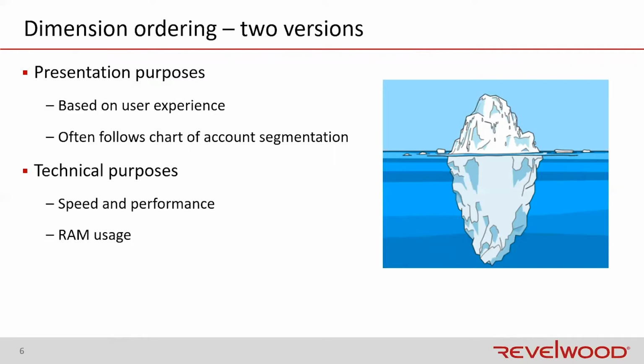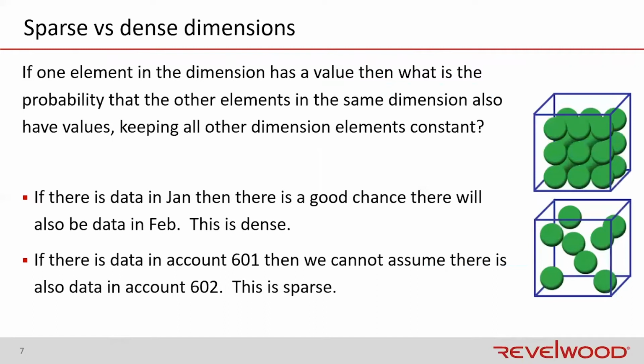Okay? So before we talk too much into dimension ordering, let's talk about what kinds of dimensions are out there. And all of your dimensions are really broken down into one of two classifications: sparse dimension or dense dimension. Okay? So what does that mean? If one element in the dimension has a value, then what is the probability that the other elements in the same dimension also have values, keeping all other dimension elements constant? But that's long. Let's bring that down to layman's terms.